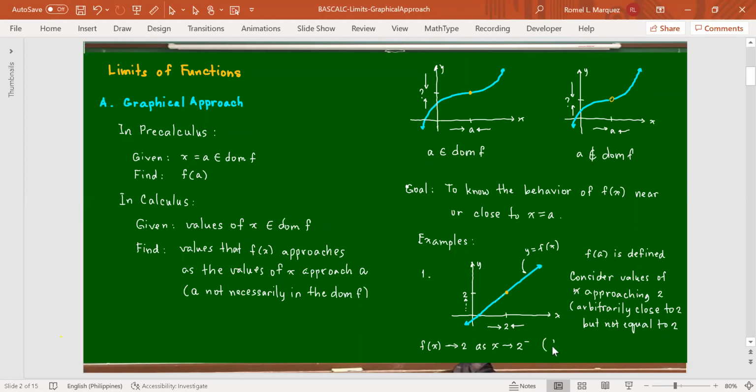So verbally, f of x approaches 2 as x approaches 2 from the left. And mathematically, that is how we write it. From the left. Okay? So again, where does f of x tend to go? It tends to go to 2 as x approaches 2 from the left.